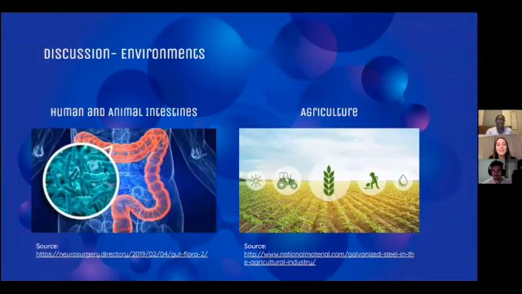And then for the environment that our bacteria can be found in, E. coli can be found in human and animal intestines, as well as in agriculture, because since it's found in the intestines of animals, the bacteria is going to go out in the feces of the animal, and it's going to end up in water sources. It can end up in crops and the soil, and that causes contamination.